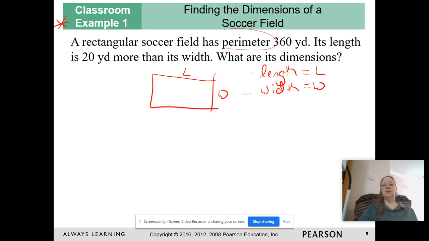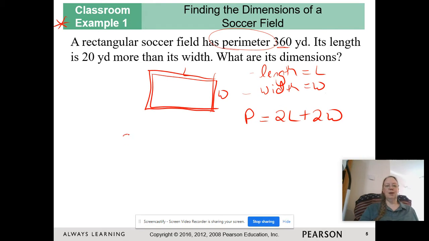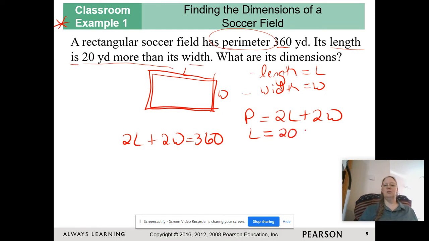So the first equation is going to come from the perimeter. The perimeter is equal to my length plus my width plus my length plus my width, or if you can remember the formula, 2L plus 2W. And the perimeter, they told us, was 360. So right now I have 2L plus 2W is equal to 360. Then they also told us that the length is 20 more than width. So my second equation.